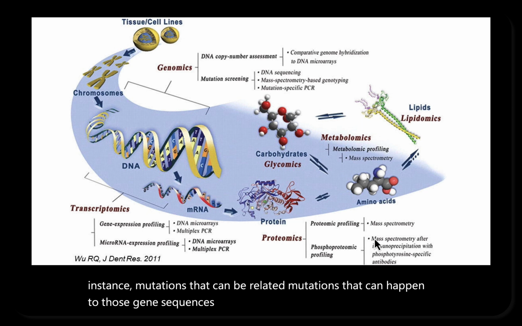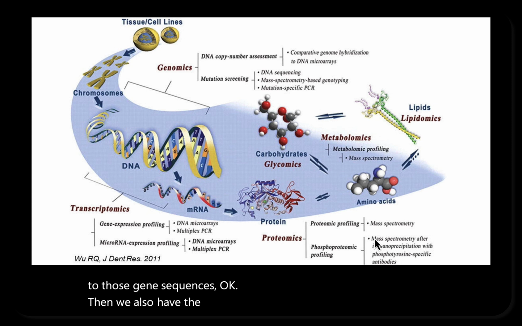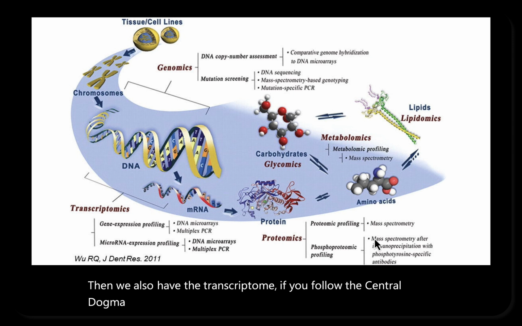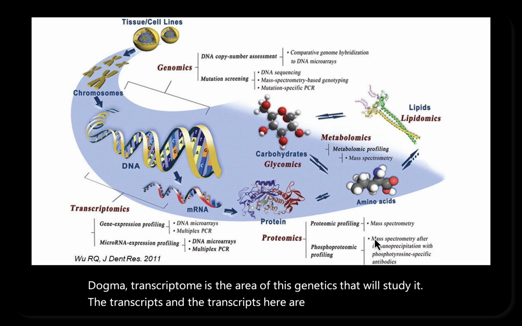Okay, then we also have the transcriptome. If you follow the central dogma, transcriptome is the area of genetics that will study the transcripts, and the transcripts here are the mRNAs.